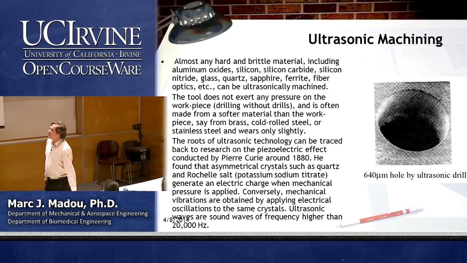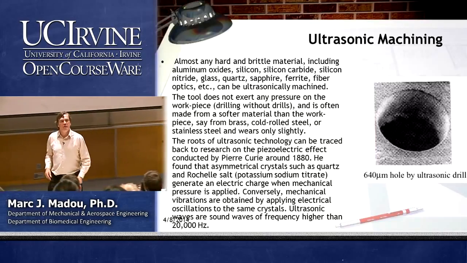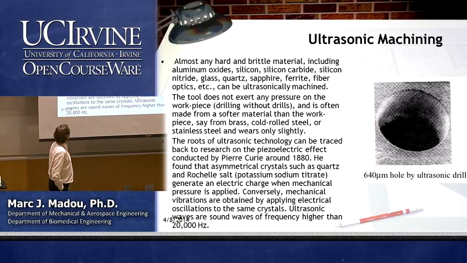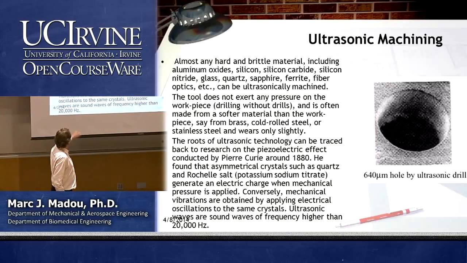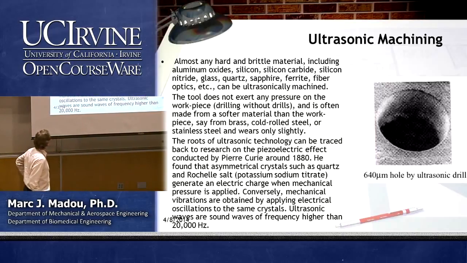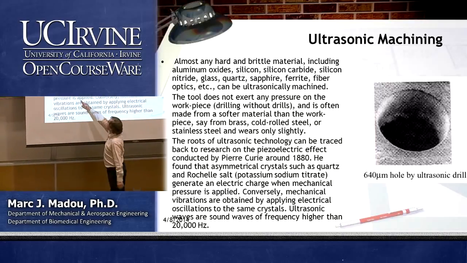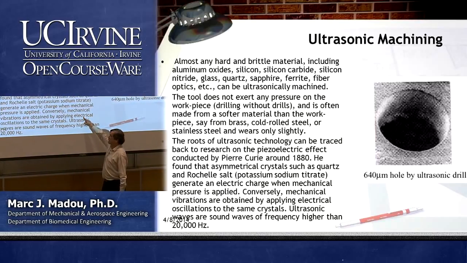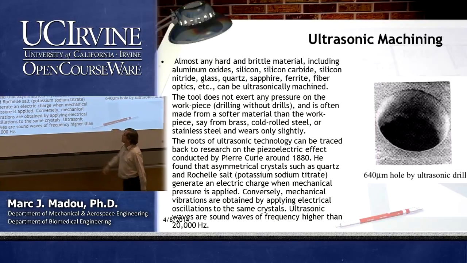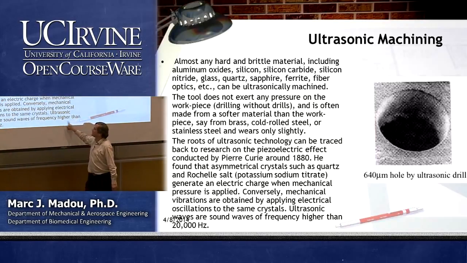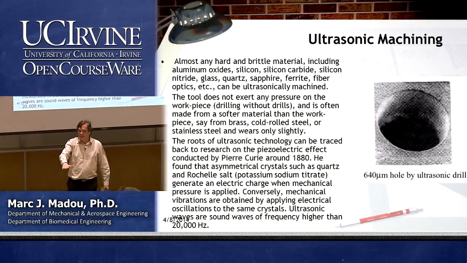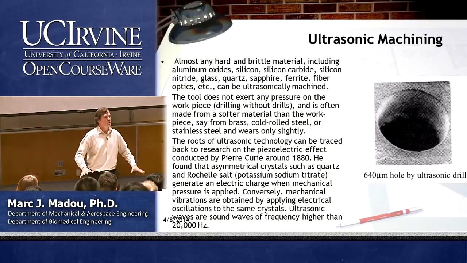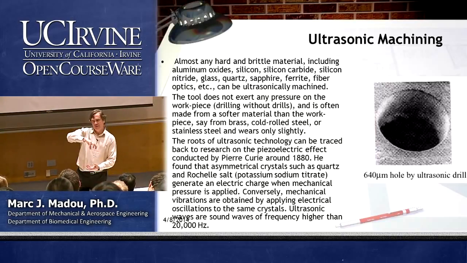The roots of ultrasonic technology, and this now explains the operation of the piezoelectric effect, which was discovered by Pierre Curie around 1880. He found that asymmetrical crystals such as quartz or Rochelle salt, potassium sodium tartrate, generate an electrical charge when mechanical pressure is applied, and conversely, mechanical vibrations are obtained by applying electrical oscillation to the same crystals. Ultrasonic waves are sound waves of frequency higher than 20,000 hertz. So that tool vibrates at 20,000 hertz and slushes these hard particles onto the workpiece and carves out the negative of the shape of the tool.